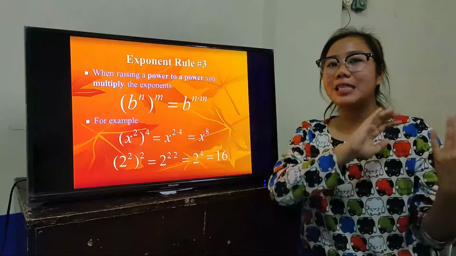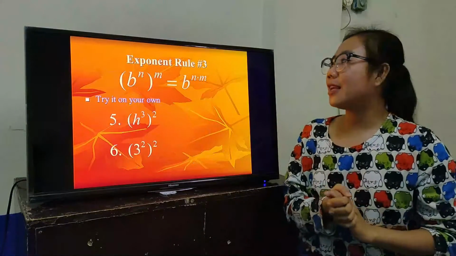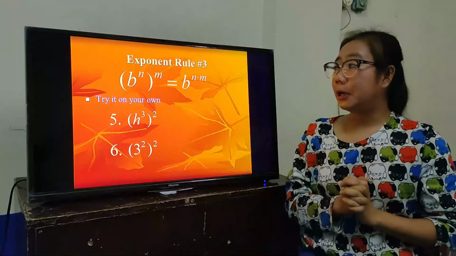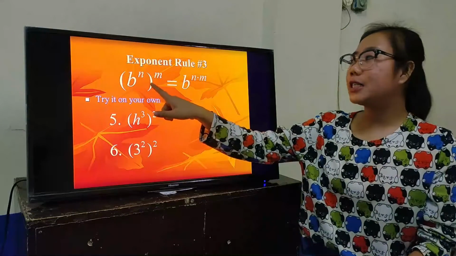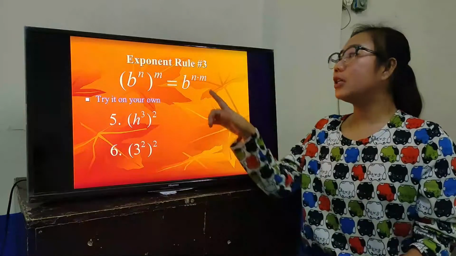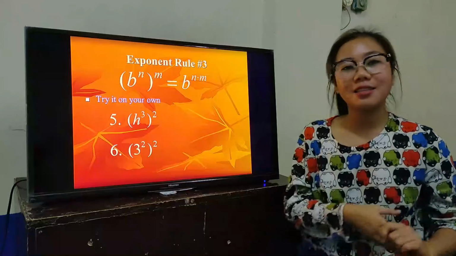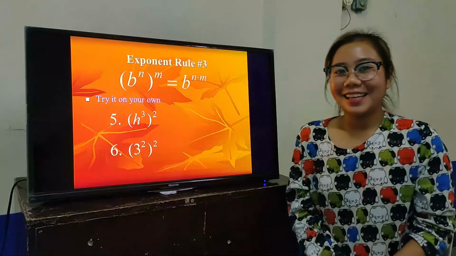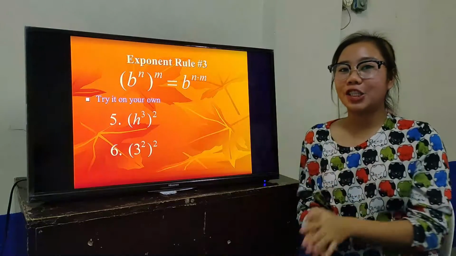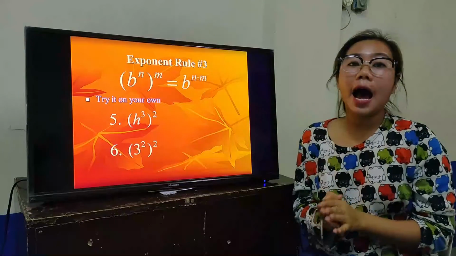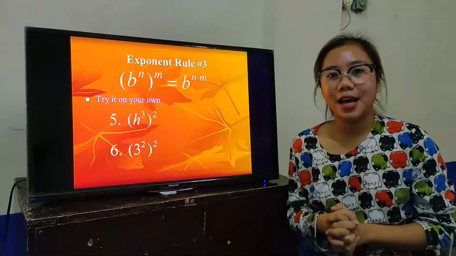So now, please get another piece of paper and a pen, and let's try exponent rule number 3. Don't forget the formula that we are going to use: the quantity of b raised to n, to the power of m, equals b raised to n times m. You have 15 seconds to answer. Don't forget that we are going to use multiplication. You multiply the exponent. Power to a power. Okay, are you done? Very good.